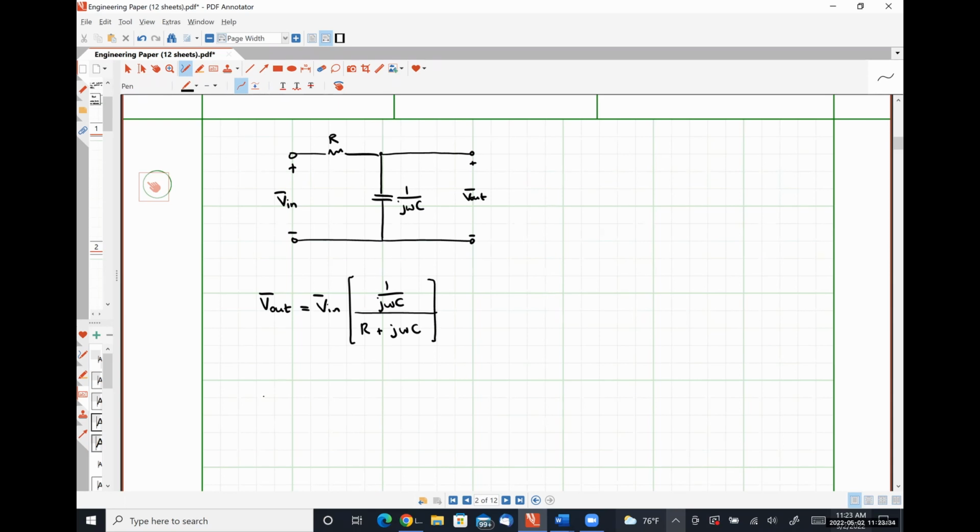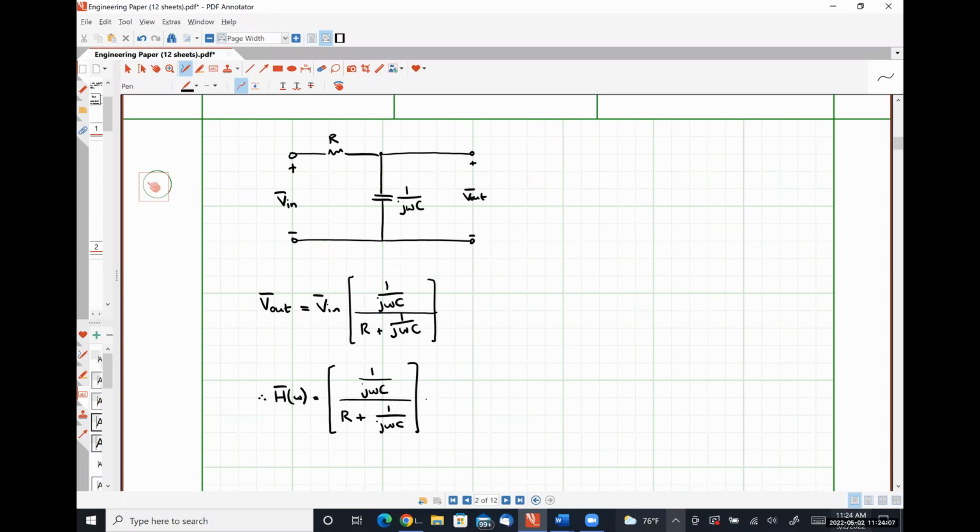And from this, we have a voltage transfer function, H of omega, that is simply 1 over j omega C divided by R plus. Sorry, that should be 1 over j omega C there, thanks. So this is our transfer function.